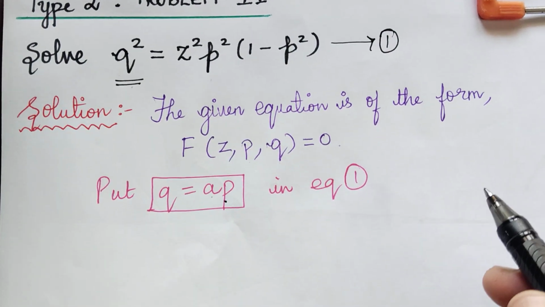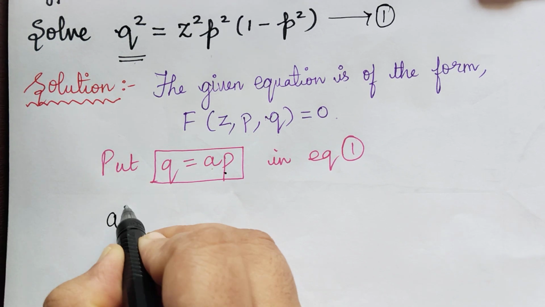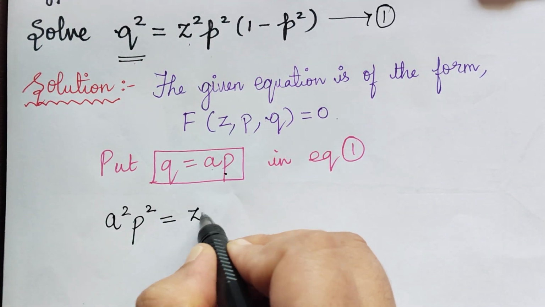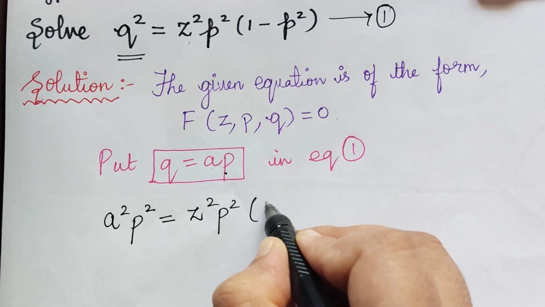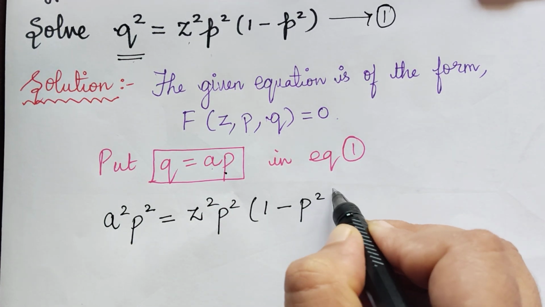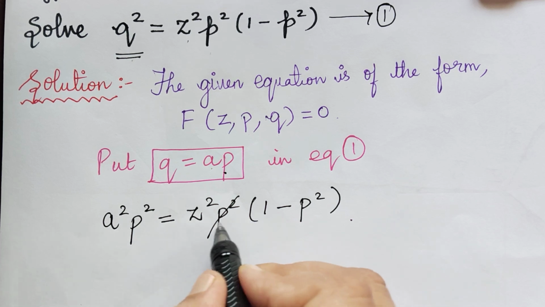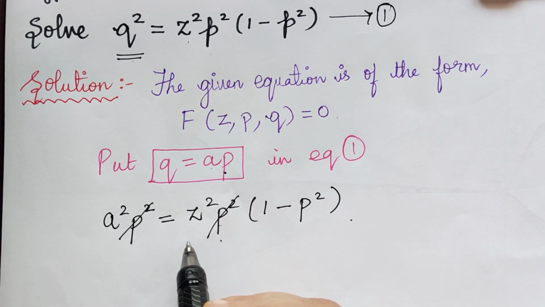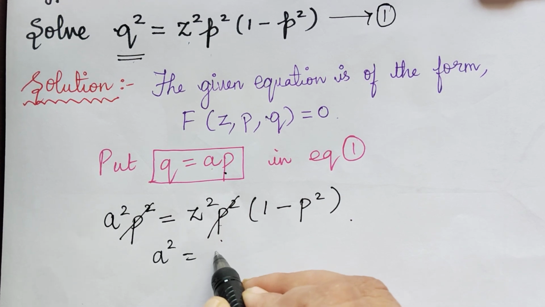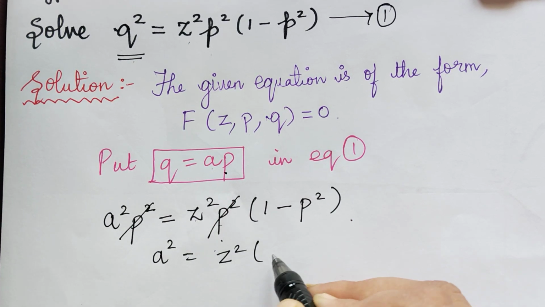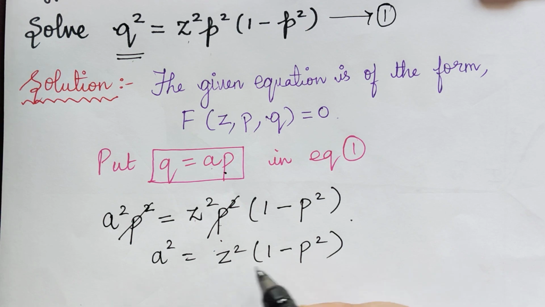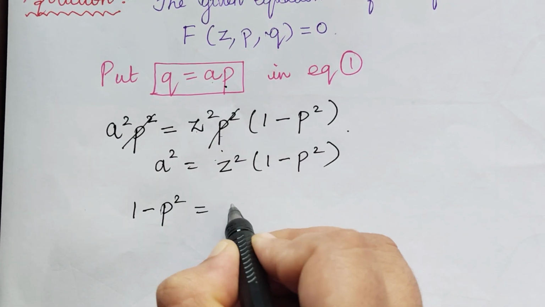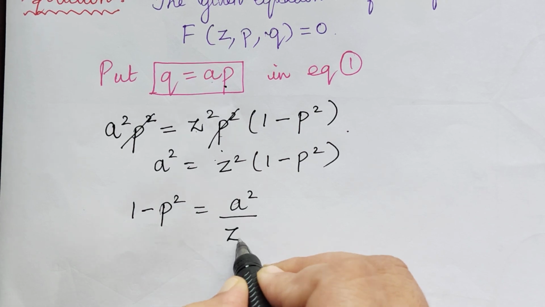Here we have q square, and so it will become a square p square is equal to z squared p squared multiplied with 1 minus p square. So if you see, the p square on the right and the p square on the left will get cancelled, and we will be having a squared equal to z squared multiplied with 1 minus p square. So from this, 1 minus p squared will be equal to a squared divided by z square.